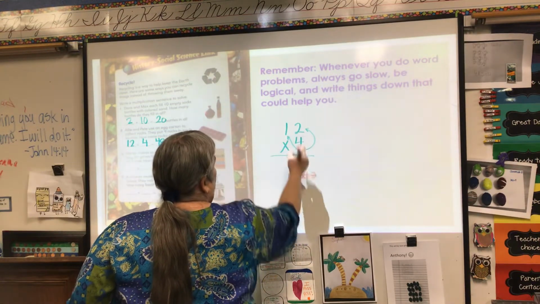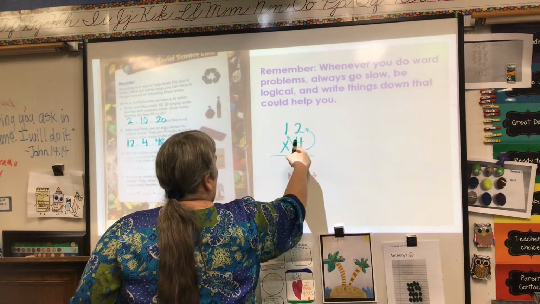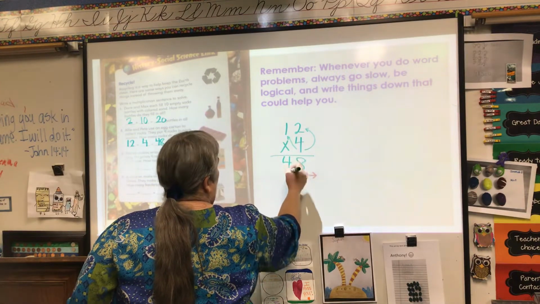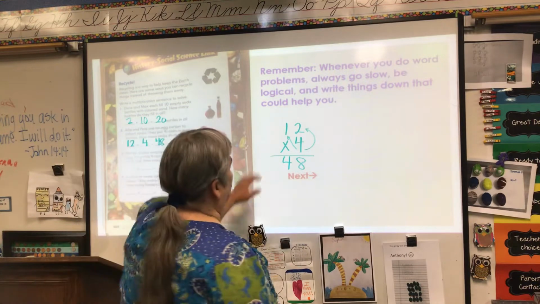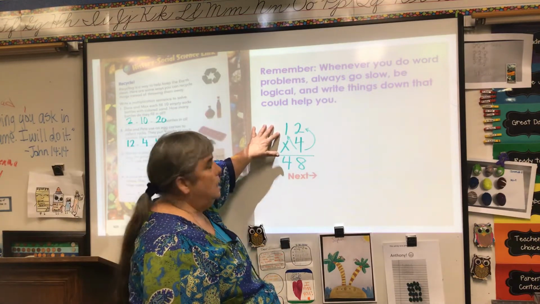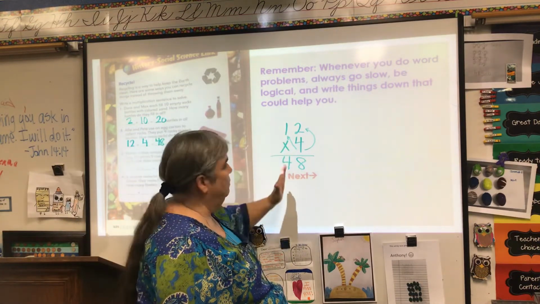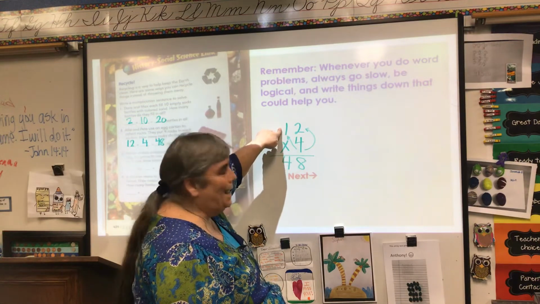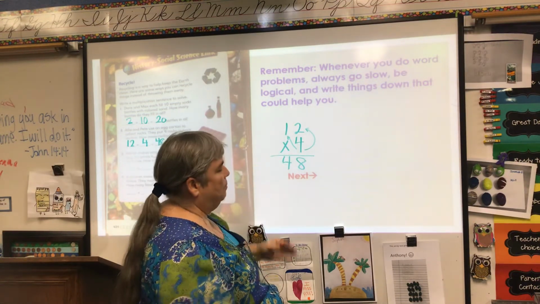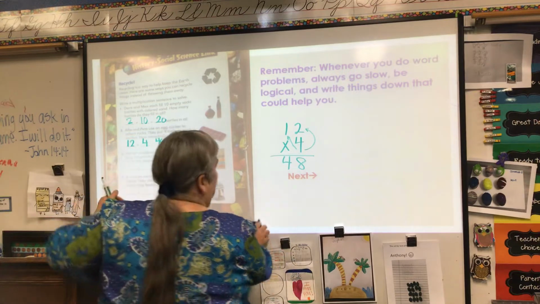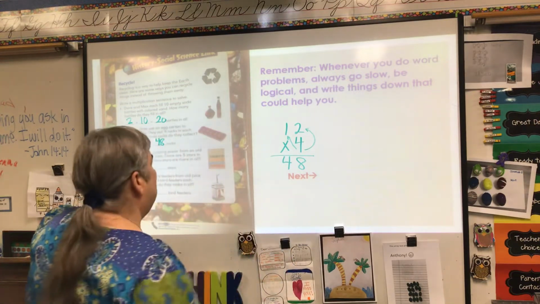So I'm going to go 4 times 2 is 8. 4 times 1 is 4. And my answer is 48. Now, we know that's not really 4 times 1. Because it's in the tens column, we know that 4 times 10 is 40. And it ends up right there. So that ends up pretty nice. I'm going to leave that up there for a sec.